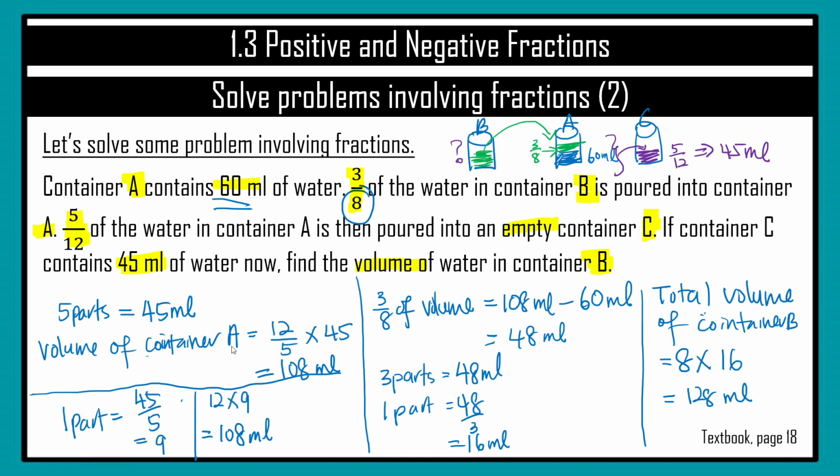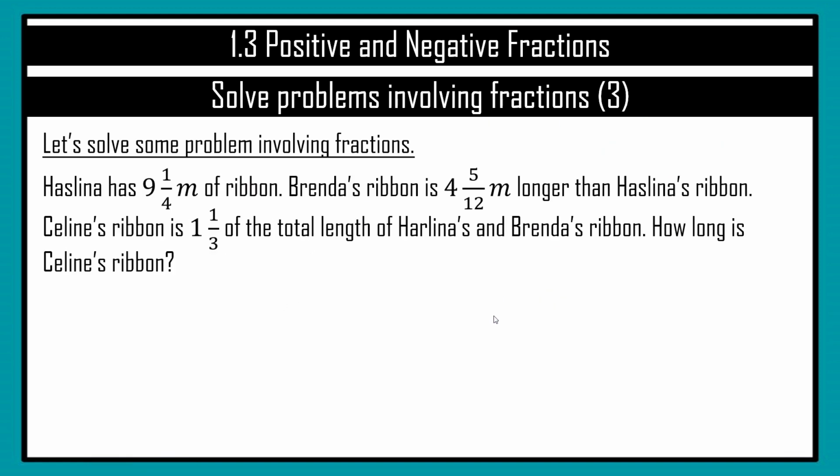Okay, we try one more question. Haslina has 9 1/4 meters of ribbon. Brenda's ribbon is 4 5/12 meters longer than Haslina's ribbon. Celine's ribbon is 1 1/3 of the total length of Haslina's and Brenda's ribbon. How long is Celine's ribbon?